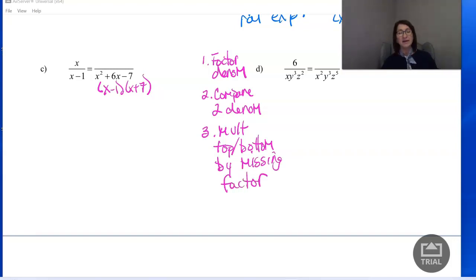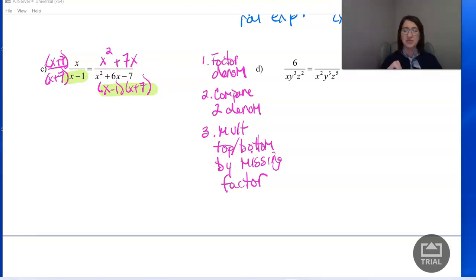All right, so when I compare these two denominators, I see that it's the x plus 7 that's missing. That's what I'm going to multiply by: x plus 7 over x plus 7. The reason why I do both the top and the bottom is because that's equal to 1. So it's like I'm multiplying that first rational expression by 1. So I'm keeping the integrity of my problem. That's how I'm keeping equality. All right, so now as I multiply, I'm going to get x squared plus 7x in the numerator and x minus 1, x plus 7 in the denominator.